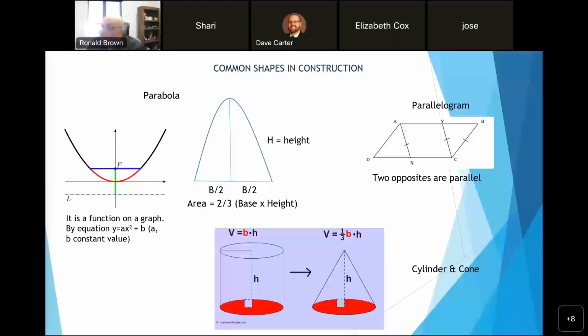For volumetric measurement, you may also encounter a cylinder or a cone. But prior to calculating the volume of a cylinder or a cone, you have to determine the area of the circle, which is indicated here in red.